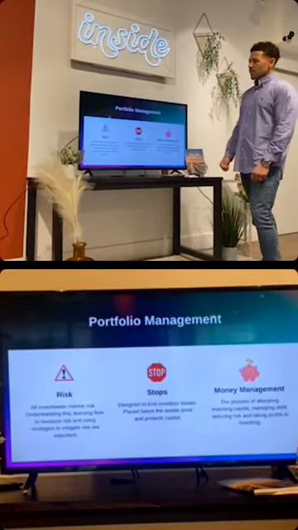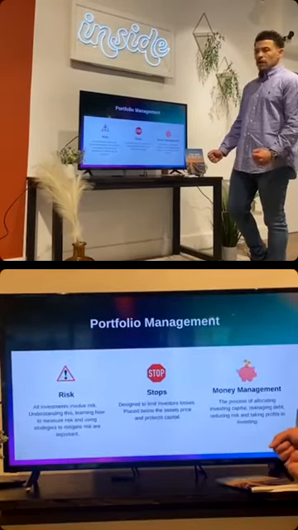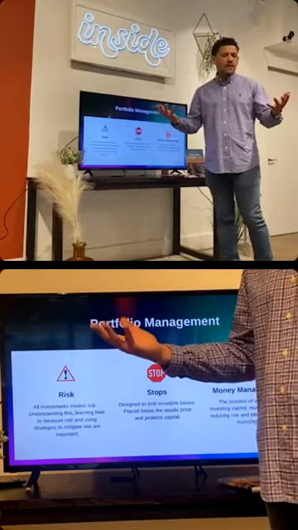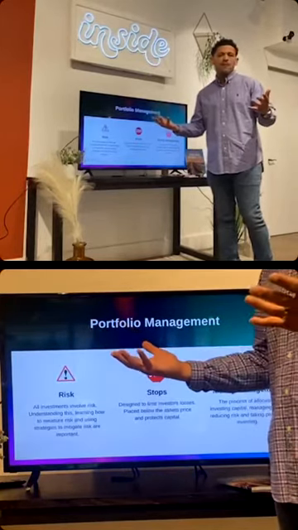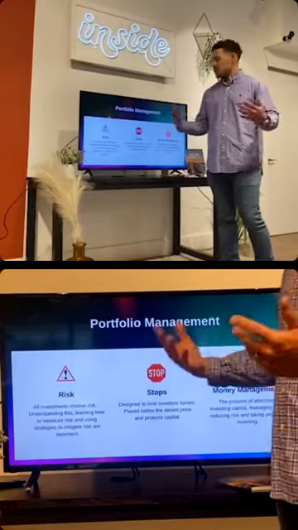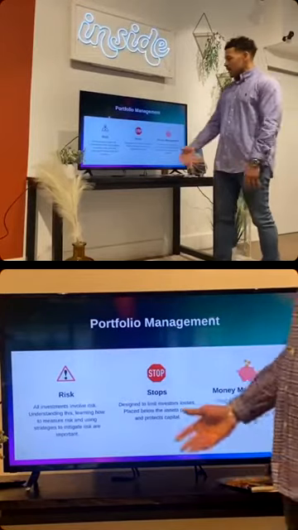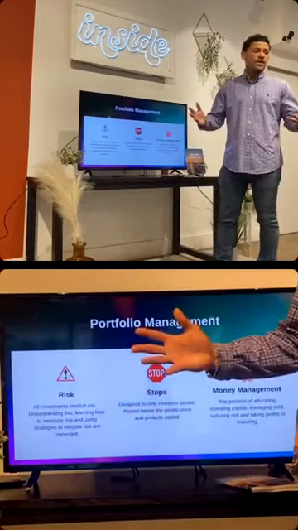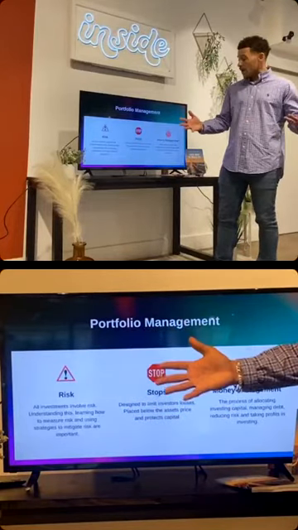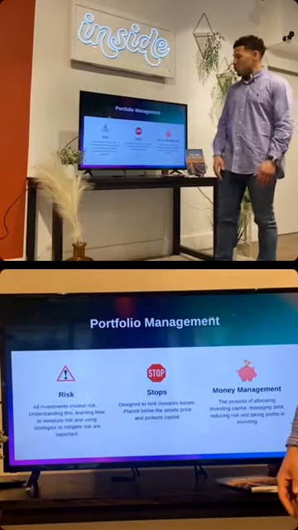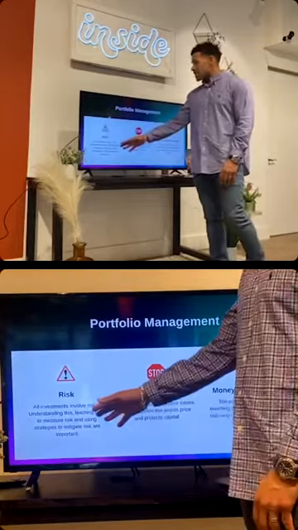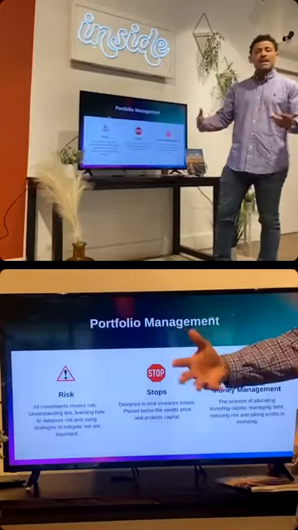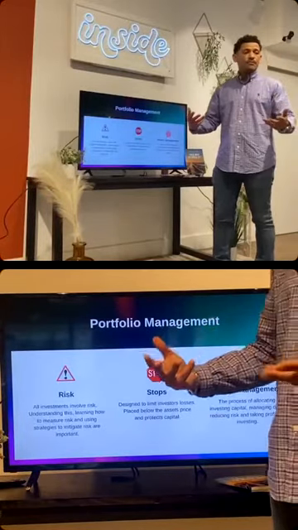Portfolio management. Portfolio management, it's about risk. That's essentially what portfolio management is about. It's about managing risk. So risk, all investments involve risk. All funds are going to disclose that to you up front. They're obligated to by law. But understanding this and learning how to reduce or mitigate risk is very, very important and something that you can do.